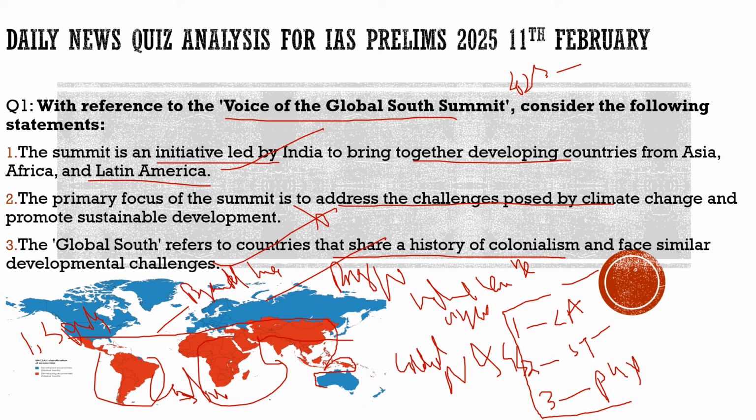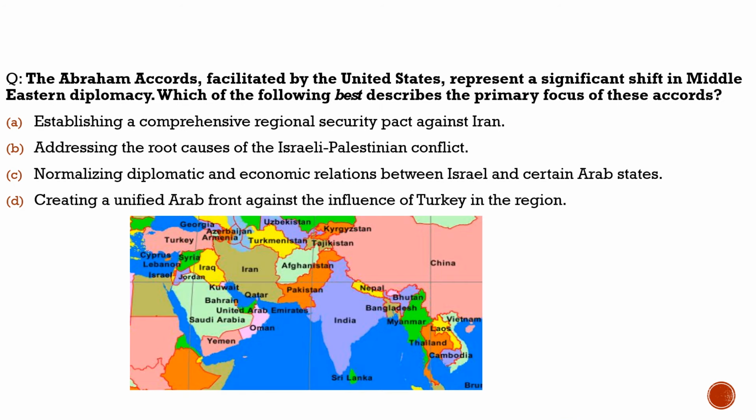With this, let us move to another question and see what else we have brought on the screen today. Here, the question is with respect to the Abraham Accords. Let's see what the question says. The Abraham Accords, facilitated by the United States, represent a significant shift in Middle Eastern diplomacy. Which of the following best describes the primary focus of the Accords?